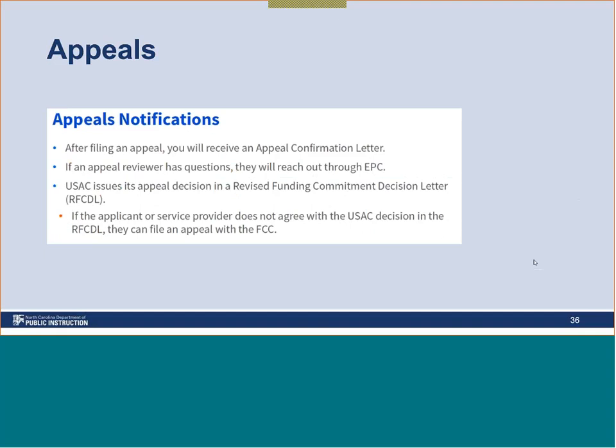There we go. So how will you be notified if you do file an appeal? You'll receive an appeal confirmation letter that's going to say, confirmed, we've got your appeal. If they have questions, they'll reach out through the portal, much like a PIA review, I would say, and they issue the appeal decision in a revised FCDL. So remember that term again, the RFCDL. If the applicant or service provider does not agree with the decision, that's when you file with the FCC. So that's when you go past filing an appeal with USAC and you go directly to the FCC.